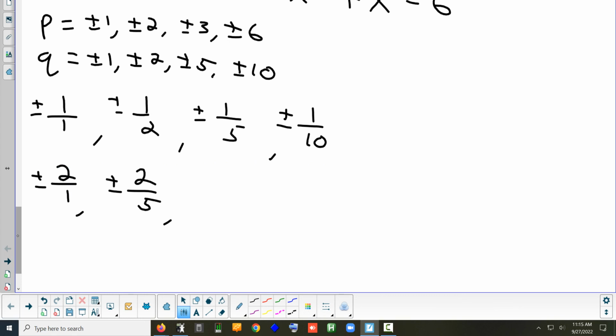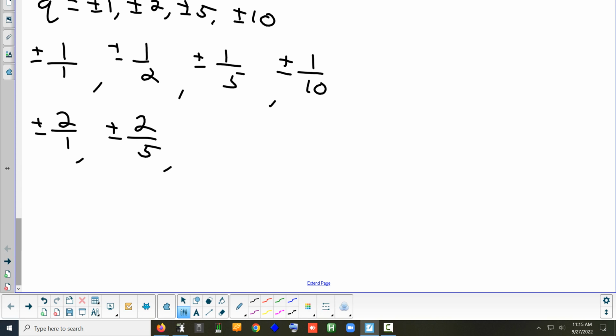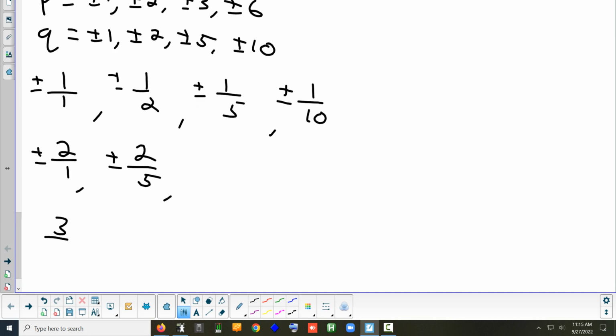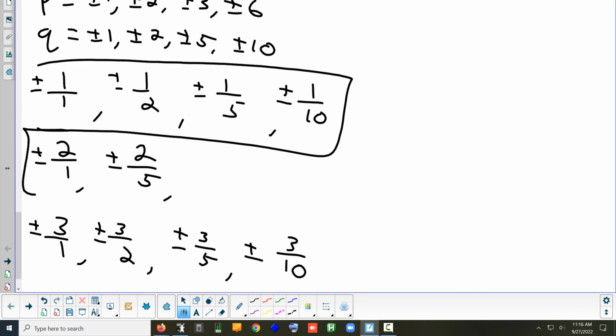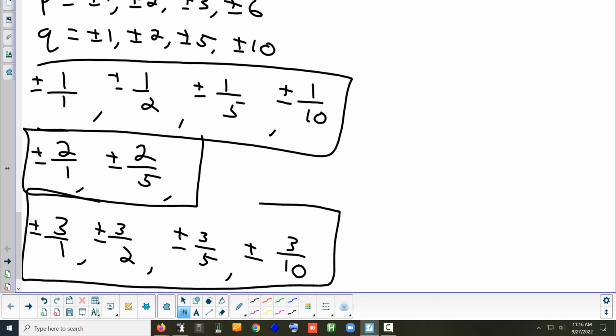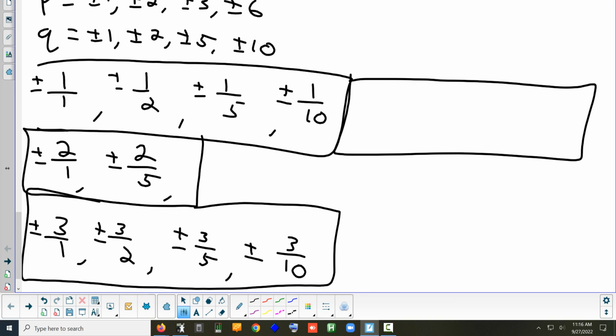Now let's do all the ones with 3 in the top. I could have 3 over 1. I don't have that. Next one? 3 over 2. Yep. 3 over 5. And 3 over 10. So those are all the possible options with a 3 in the top. And now let's do the 6. Just put boxes around these so you can see which ones were which. So now these are the options with 6 in the top.